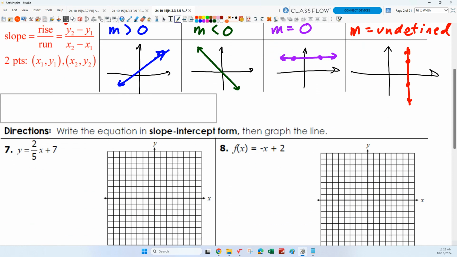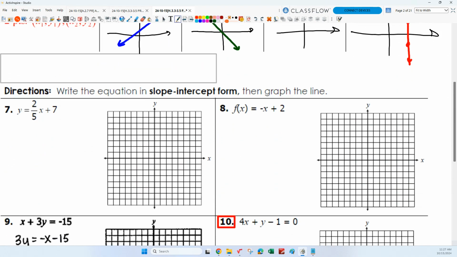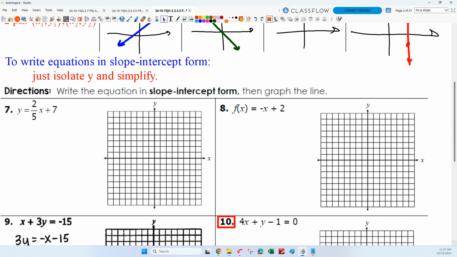Now what we want to practice next is just writing equations in slope-intercept form, which makes them very easy to graph. This is very simple to do. To write an equation in slope-intercept form, all you do algebraically is isolate y on one side and then simplify. That's it. And that puts it into slope-intercept form.